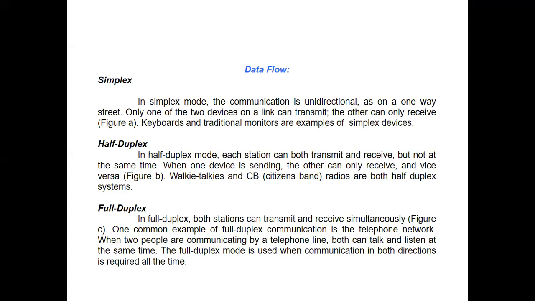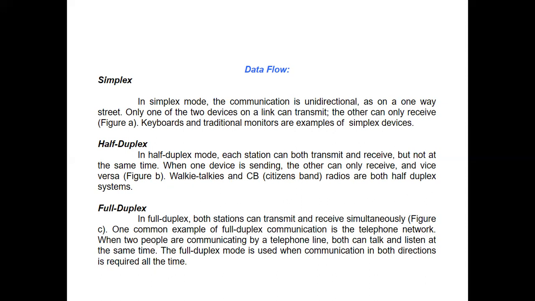First, simplex mode. The communication is unidirectional, as on a one-way street. Only one of the two devices on a link can transmit; the other can only receive. The diagram shows a server sending data to the monitor. Examples of simplex devices are keyboards and traditional monitors.